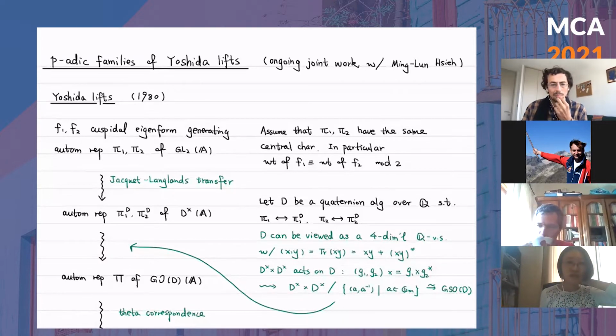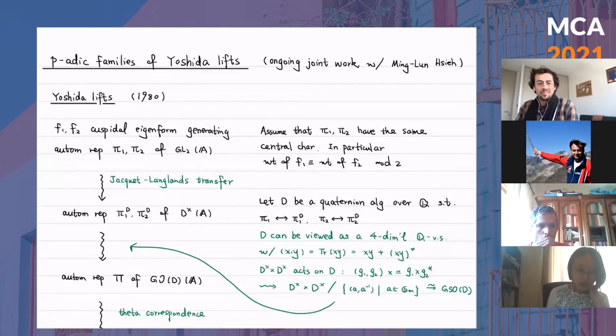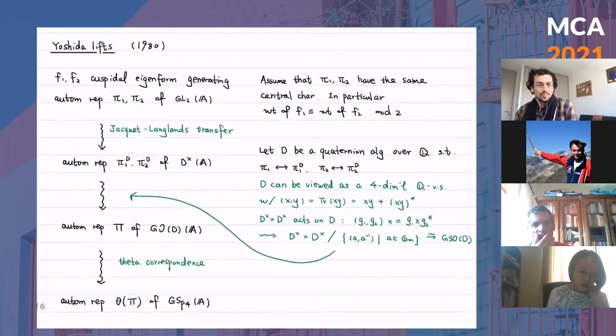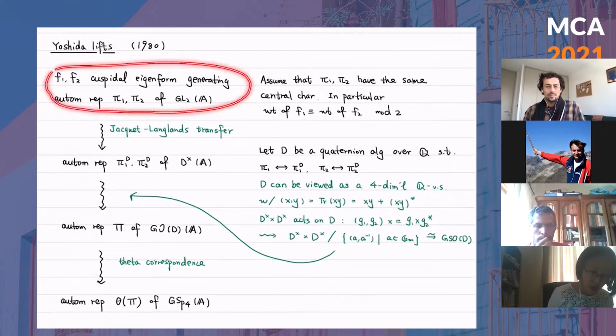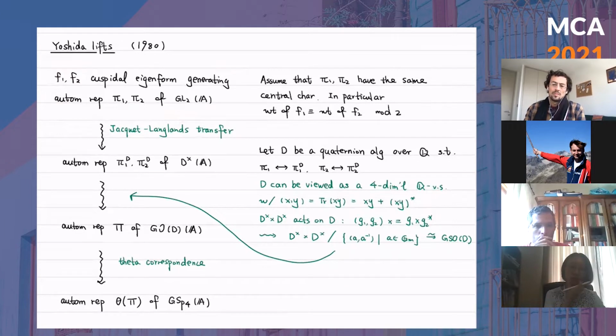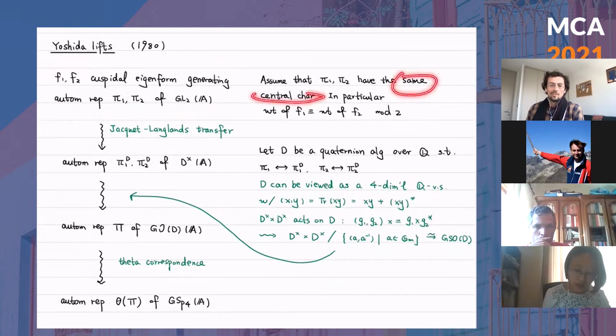So the Yoshida lifts were first considered by Yoshida in his 1980 paper. We're going to start with a pair of cuspidal eigenforms on GL2, generating automorphic representations pi1 and pi2. We're going to assume that they have the same central character. In particular, that means we consider the case when they have weights of the same parity.